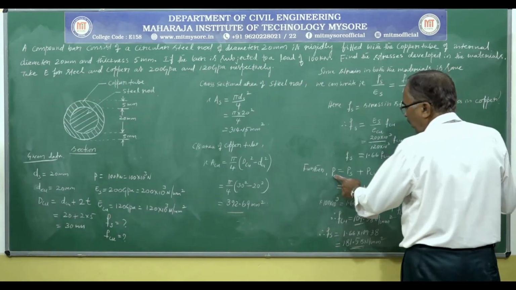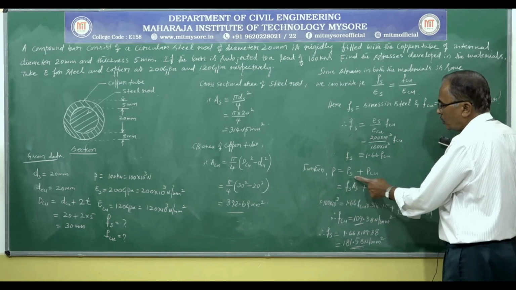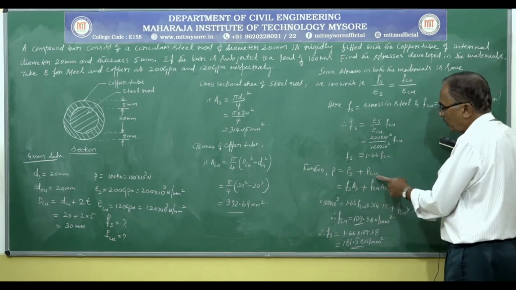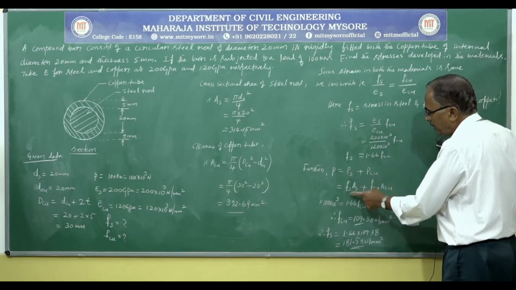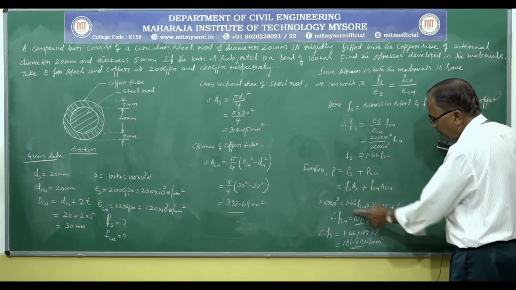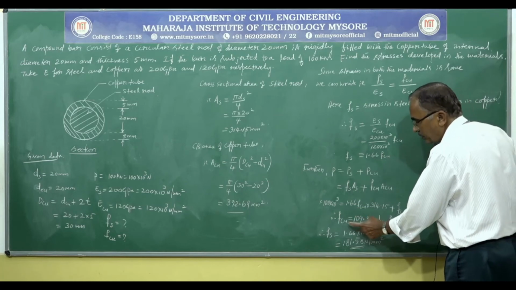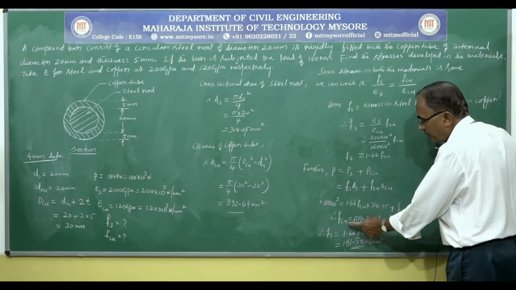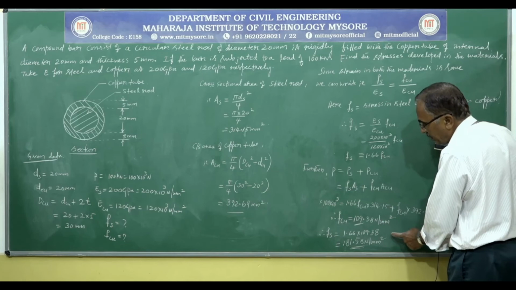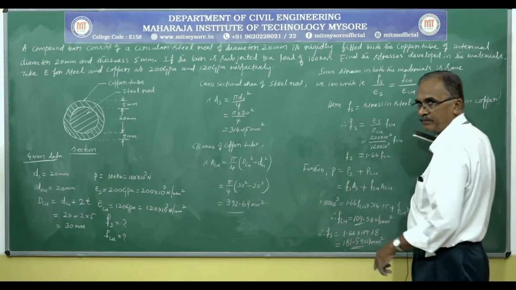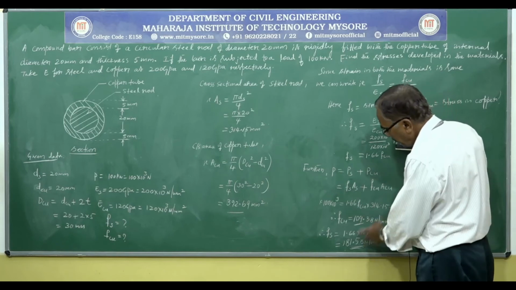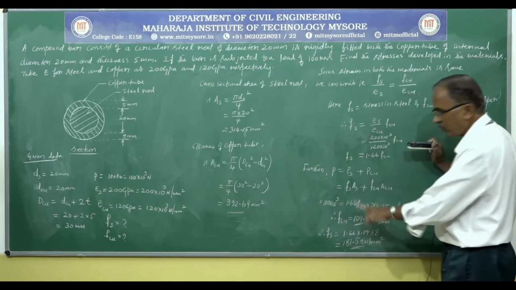So total load acting on the compound bar is equal to load received by the steel and load received by the copper. Then that can be written in terms of stress and cross sectional area. We obtained the stress developed in copper is equal to 109, whereas stress developed in steel is equal to 181. 109, 181, almost 2 times.